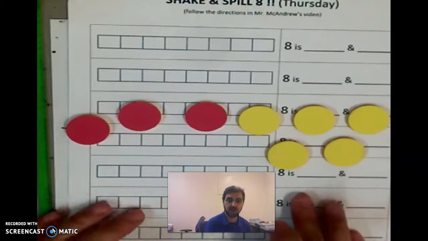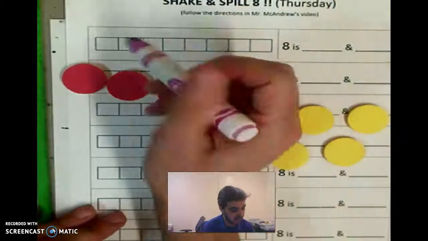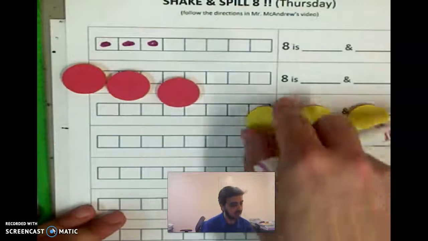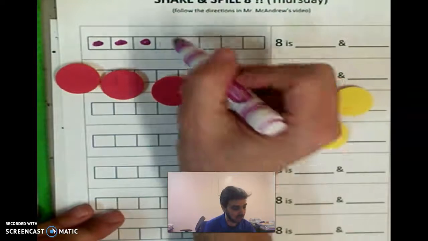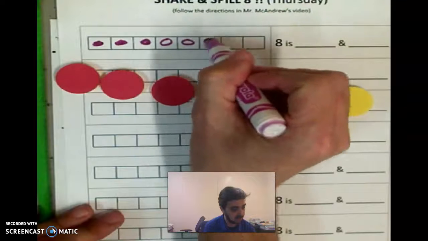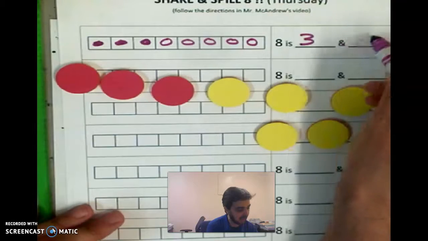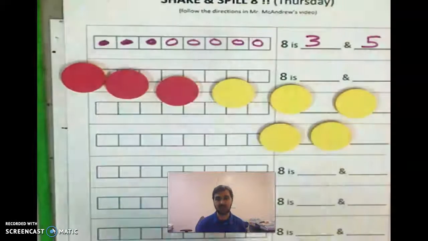So let's take a look. You would color it in the same way. You would say, okay, 3 reds, 1, 2, 3, and then we have 1, 2, 3, 4, 5 yellows. So 1, 2, 3, 4, 5. So 8 is 3 and 5. Okay? And then you just keep doing that with the 8s until you fill out that page.